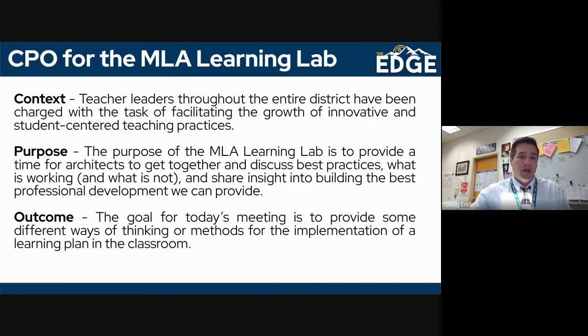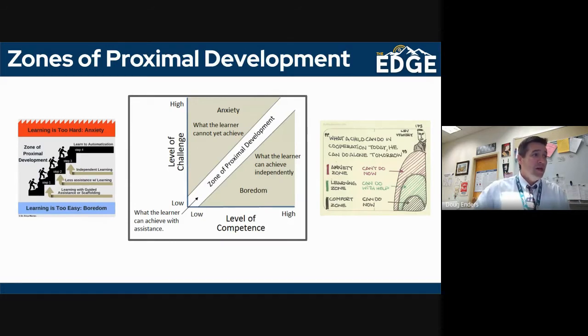Just a quick CPO, you can see it here. We used this CPO in the past, just a reminder that you are our teacher leaders, and we're just using this time to get together as architects, provide insight, share what's working, what's not. And specifically for today, the expected outcome is to have you thinking about different methods for implementation of the learning plan in your classroom, knowing that the core of all this is time, path, pace, and place for kids.